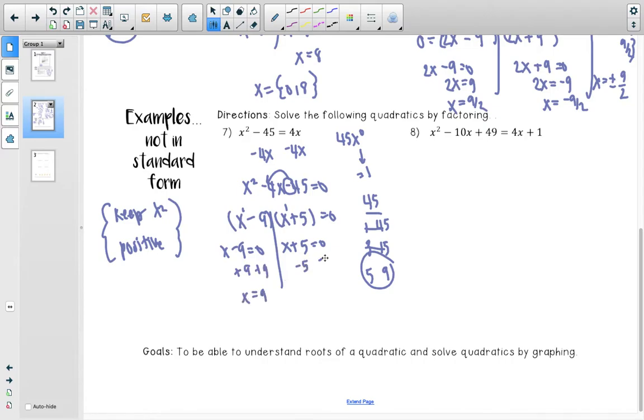subtract the 5, and we have our two answers, and we write them this way. And voila, we're done. This one only had one term to move.